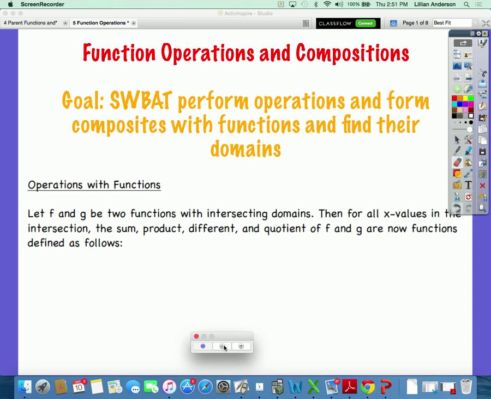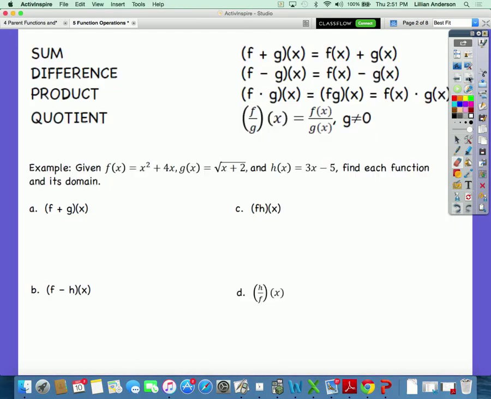So here we go. Let f and g be two functions with intersecting domains. Then for all x values in the intersection, the sum, which means what? What's another word for sum? Addition, product, multiplication, difference, subtraction, and quotient, division are now functions that are defined as follows. You guys need to be able to recognize that when you see f plus g of x, you're literally just taking the f function and adding it to the g function.